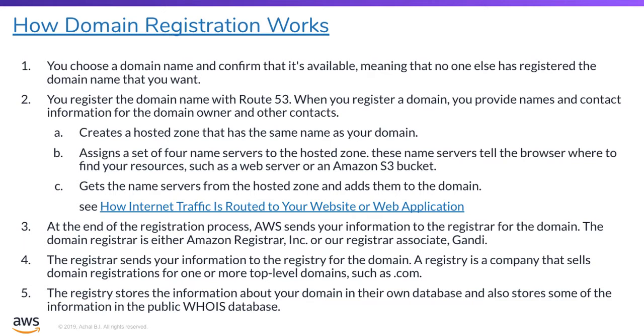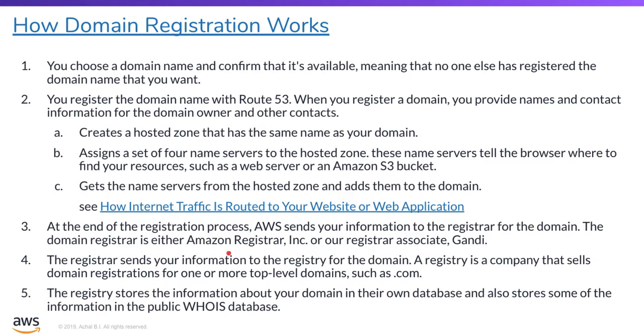So as soon as you hit the domain name in your browser, the request trickles down to Route 53, and Route 53 checks these name servers for the actual resource or the IP address which you have configured for that resource. So you could see how internet traffic is routed to your website. There's an illustration here. You could always check that.